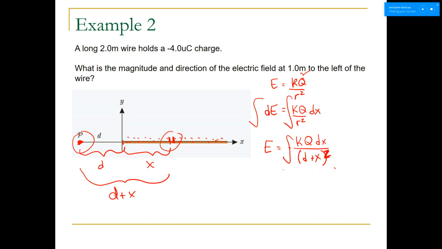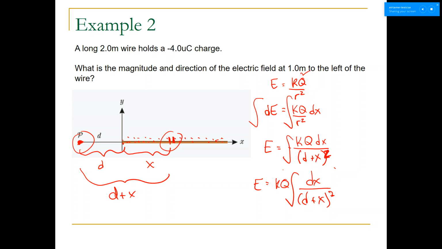In this case, is k a constant? Is q a constant? So I can take those out of the integral, because that's one of the identities of integrals. So we have kq times the integral of dx over (d plus x) squared. That's an easy integral to solve, right?